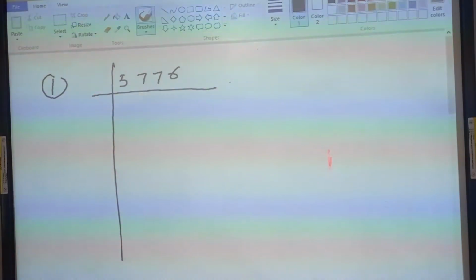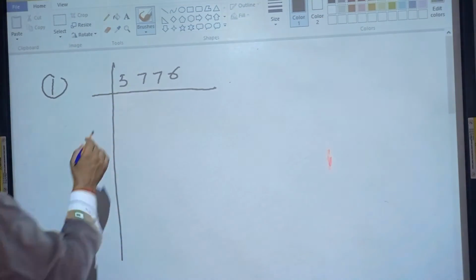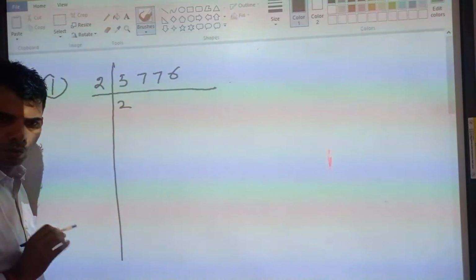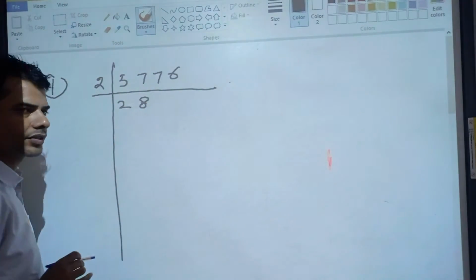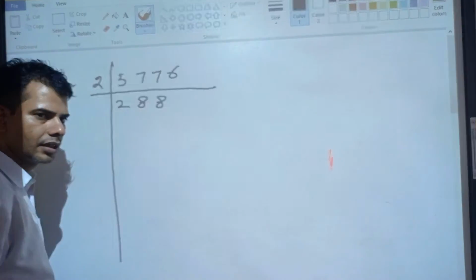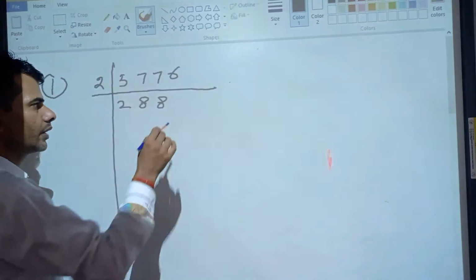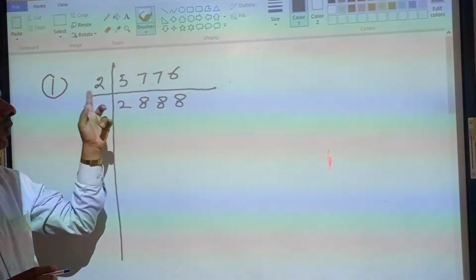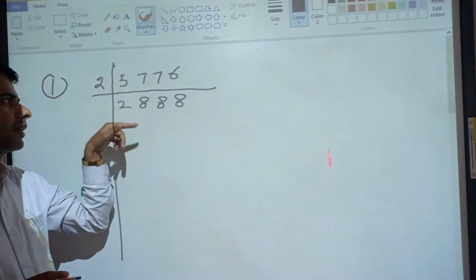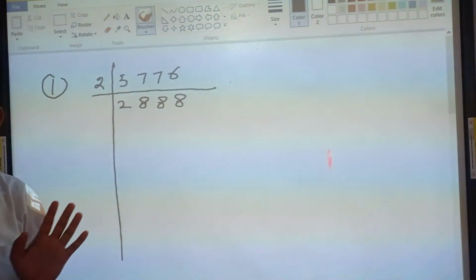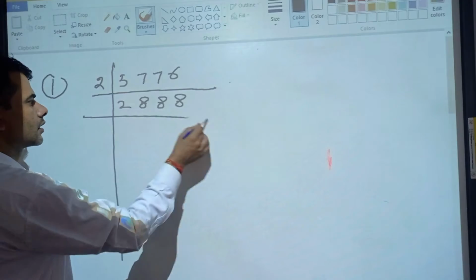Listen. 2 2s are 4, remainder 1. 2 8s are 16, remainder 1. 2 8s are 16, remainder again 1. 2 8s are 16. Okay, any problems?